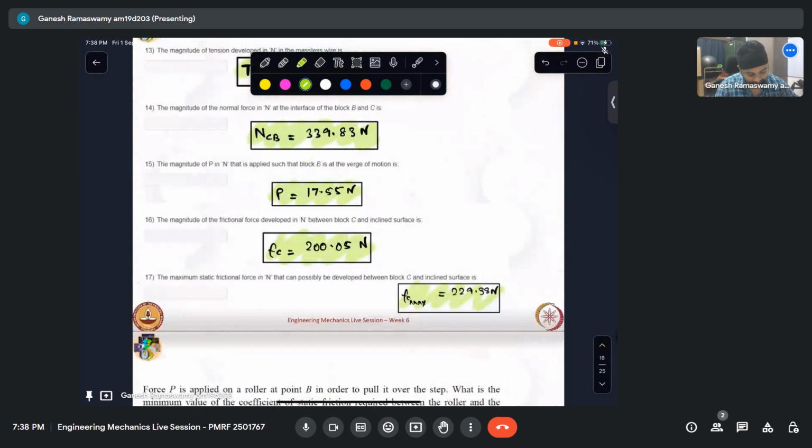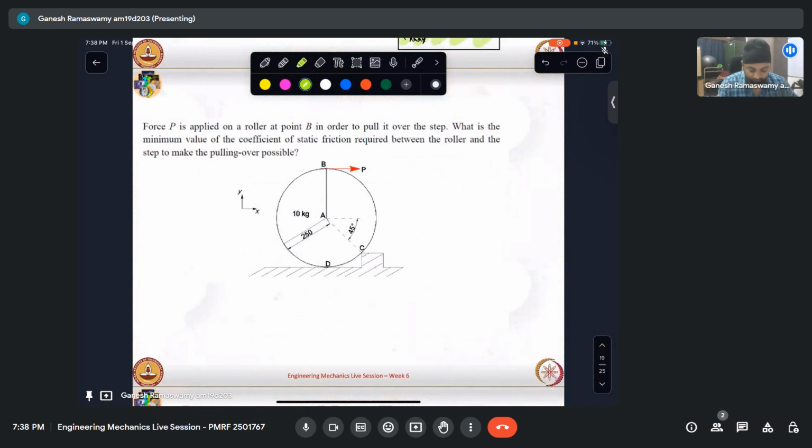Now force P is applied to a roller. So there is a roller like that. And then we have one force applied, force P is applied to pull it over at point B, to pull it over the step. So essentially we have a step here and this wants to pull it over that step. So once we move that, the configuration will be something like that. That is what they are trying to say.